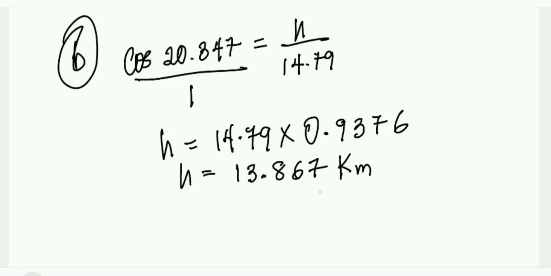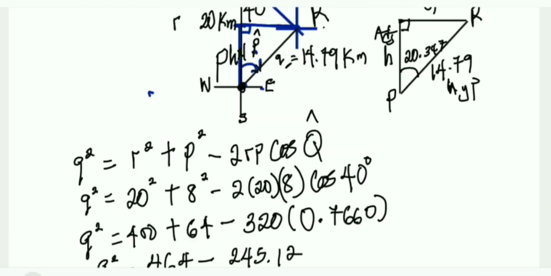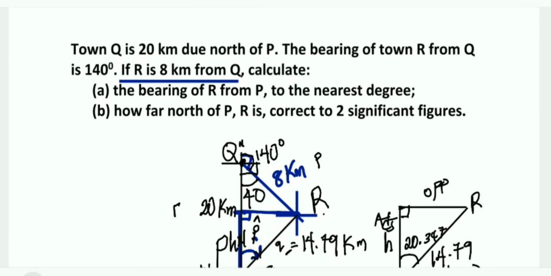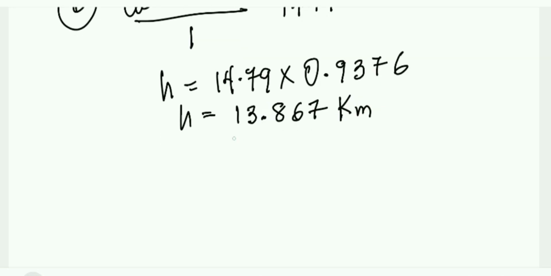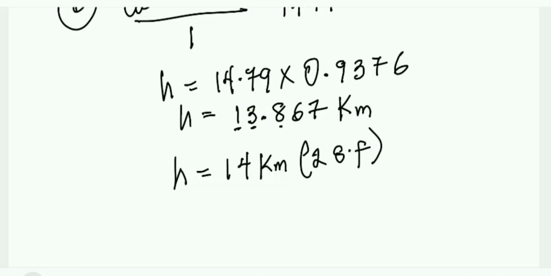We have been told to approximate to 2 significant figures. We start counting from the very first non-zero digit: 1, 2. The next number here is more than 5, so we round this up. We say 14 kilometers to 2 significant figures.